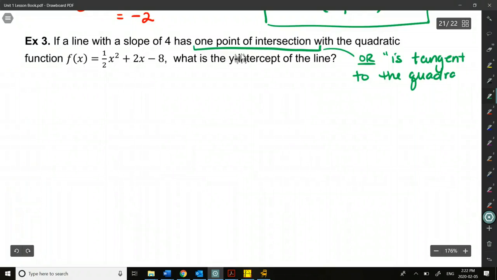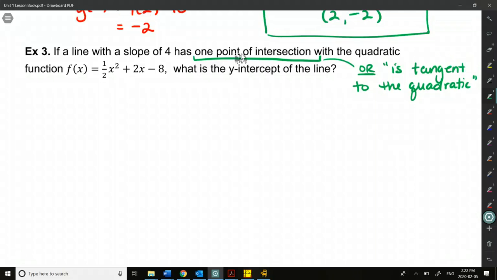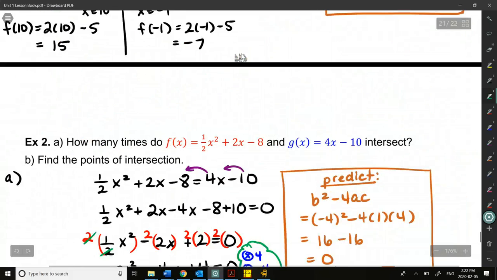And basically that means the same thing. When we see the word tangent to the quadratic, it basically just means that we have a line like this that is skimming the quadratic at 1 point of intersection. So if you see the word tangent, you want to think 1 point of intersection. Okay?